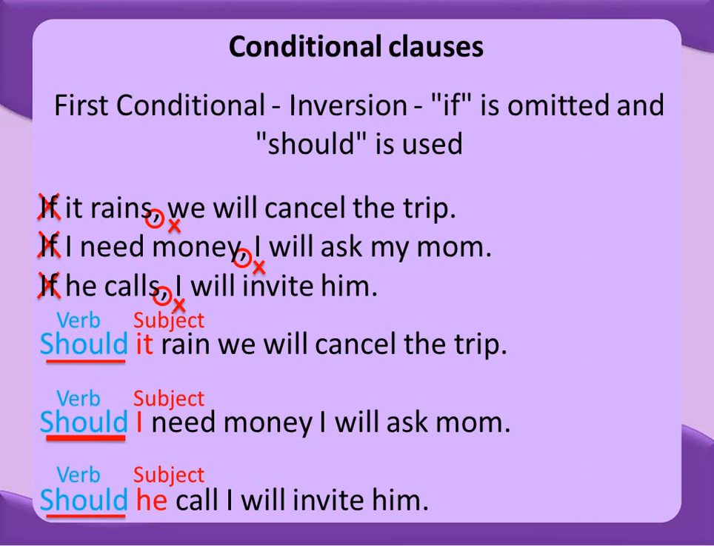If I need money, I will ask my mom. So if is removed, the sentence is begun with should followed by the subject I. Should I need money, I will ask my mom. If he calls, I will invite him. Remove if, begin the sentence with should followed by the subject he. So singular form of the verbs are not used. Should he call, only call, not calls, I will invite him. So remove if and comma when you are writing the inversion.